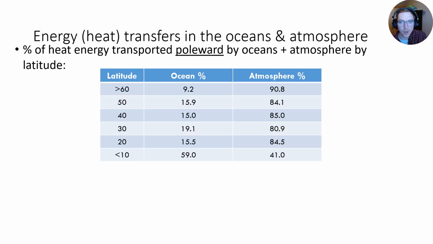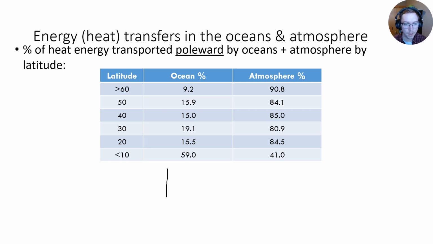We look at energy or heat transfers in the oceans and atmosphere. Look at the percent of heat energy transported poleward by oceans and by atmosphere. At greater than 60 degrees latitude, it's only about 9.2% that is transferred poleward by the oceans, whereas 90.8% is transferred poleward by our atmosphere. But if you get down to the lower latitudes in the equatorial regions, below 10 degrees north or south latitude, 59% of that energy is being exchanged by the oceans, whereas only 41% is being exchanged and moved poleward by the atmosphere. So you can see it drops off pretty substantially.